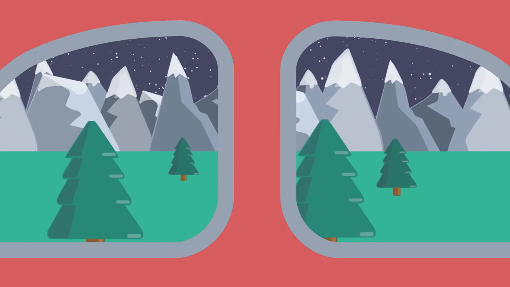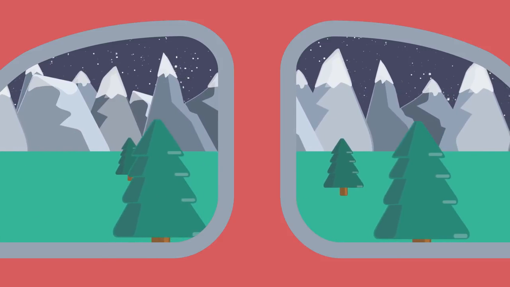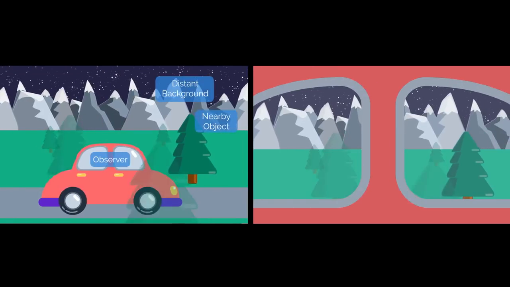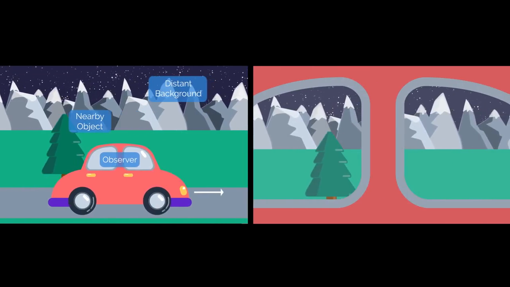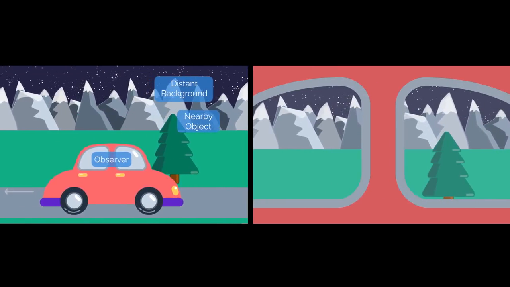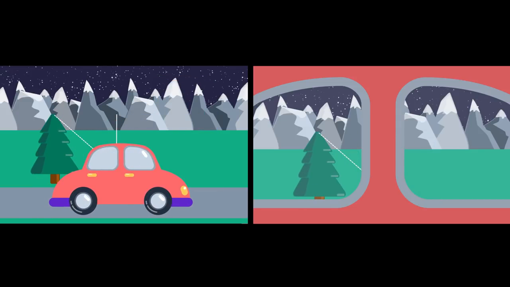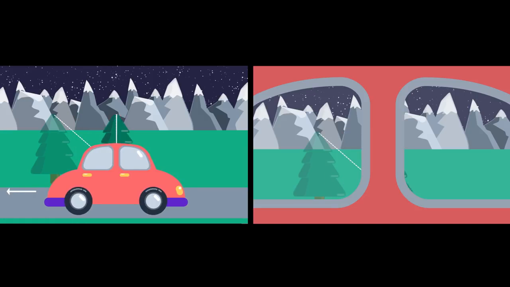As you move, objects closer to you, such as the trees, seem to shift position relative to more distant objects, like the mountains. This effect is called parallax. The size of this shift depends on the distance you travel along the road and how far away the trees are. The closer they are to the road, the bigger the shift.